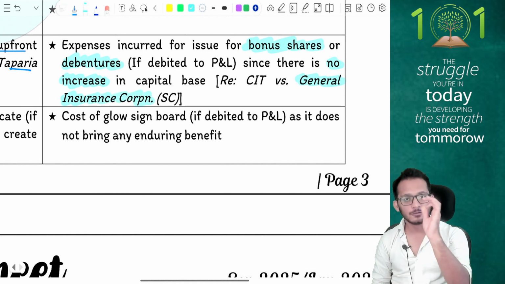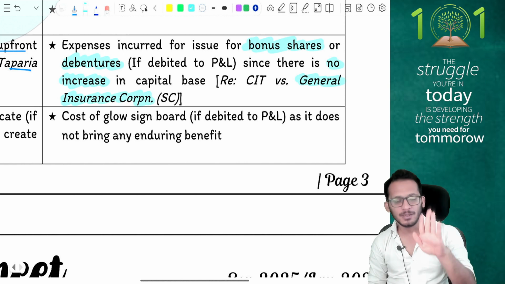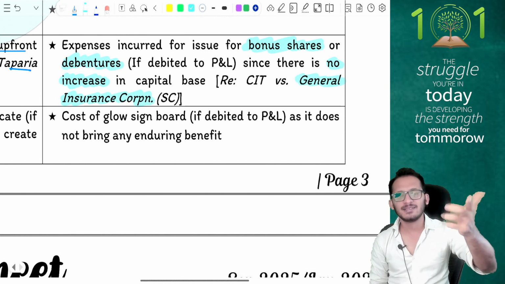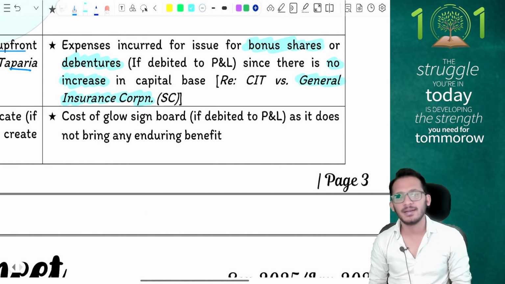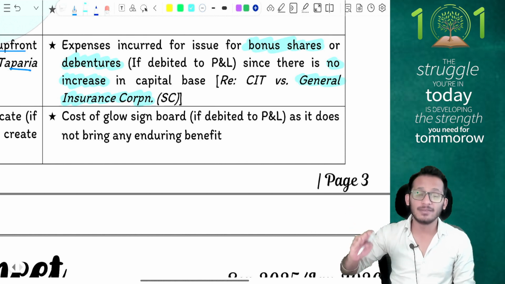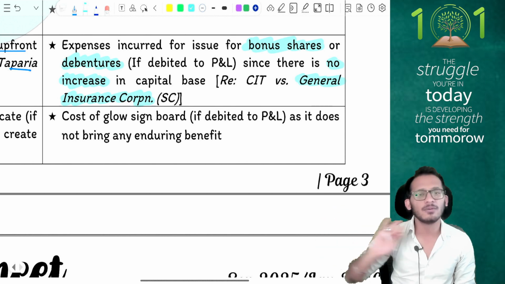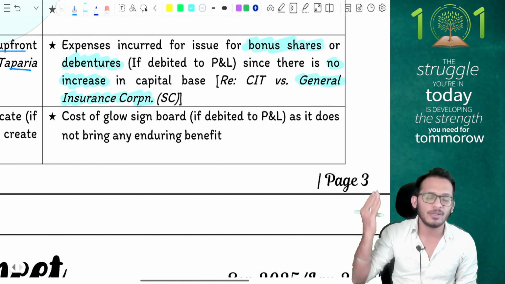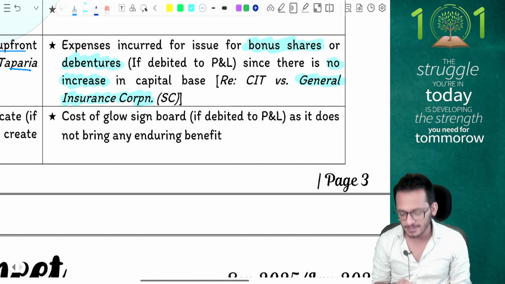Yes or no? Yes. So please pay attention to this fact. What is happening, people? Rights issues, whatever expenses I incur, I will disallow because it is capital in nature. Bonus issue or debentures, I will treat it as a revenue expense and therefore will allow it in the P&L account. If it is already there in the P&L account, I will ignore it. That is what is happening.